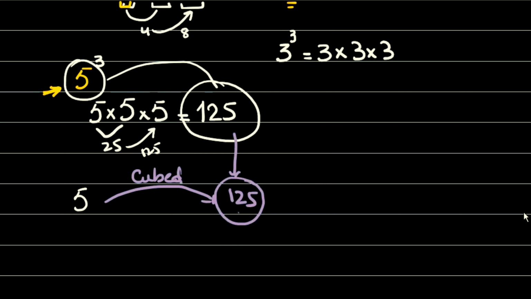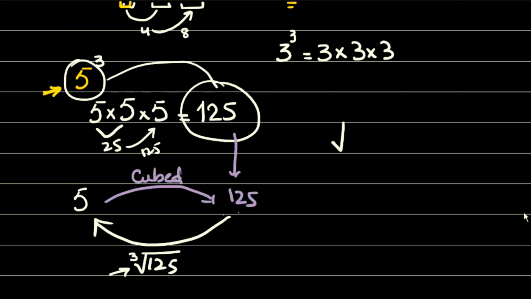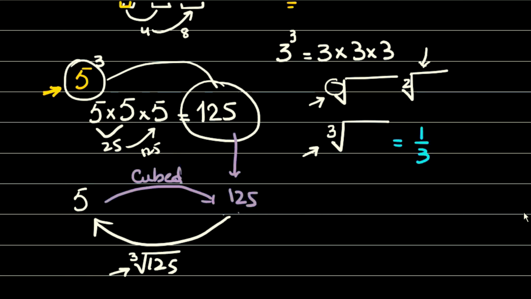But if I want to find the cube root of this number, what will I do? I have to take the cube root of 125. And remember, we denote this cube root like this. It's similar to a square root, but for a square root, nothing is mentioned, or sometimes a 2 is mentioned. For the cube root, it's important that 3 is written outside. And the same as the square root, as I told you in the previous video, its value is 1 upon 3.